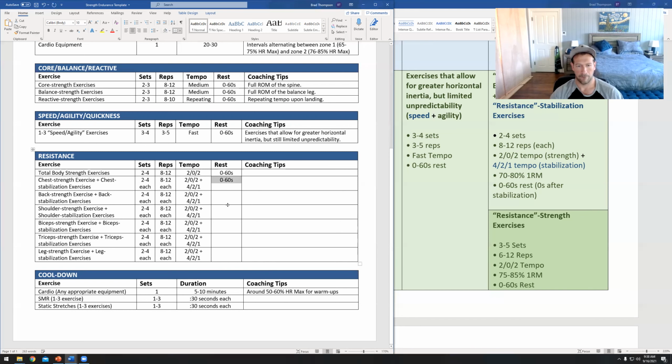But if you were actually writing this in, let's say the bench press is your strength movement, and then you would put it on a different line and put the stability ball chest press over here, and then let's say 3 sets each, 10 reps each, 2-0-2 tempo, 4-2-1 tempo, 0 seconds of rest here, 60 seconds of rest there. That's how I'd actually write it if it were me.